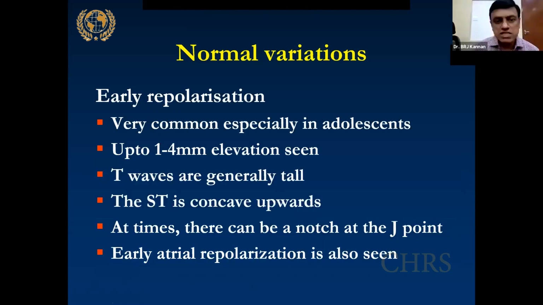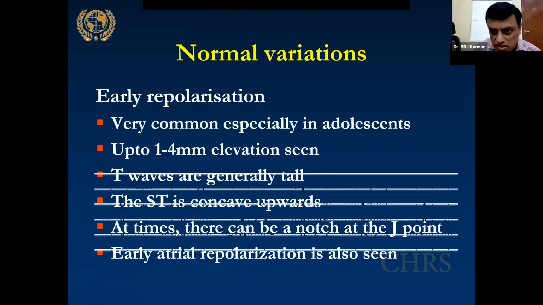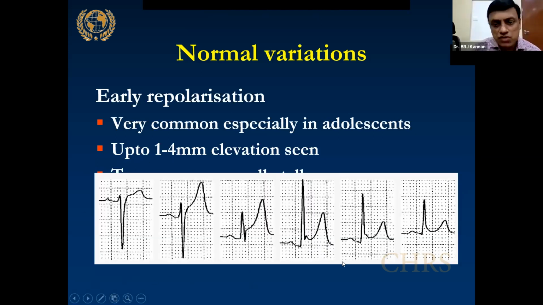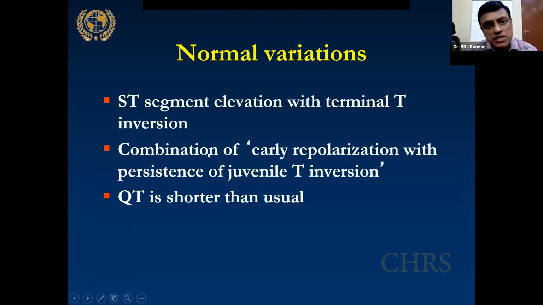See the next ECG, furthermore worrying. This ECG definitely says it's going to have MI, but actually this is a normal ECG. So we should remember that this kind of varying early repolarization is common in children, and we should have this in mind. The ST segment elevation with the terminal T inversion, as I showed in the previous ECG, also can be seen in normal children, and the QT interval can be shorter than usual.